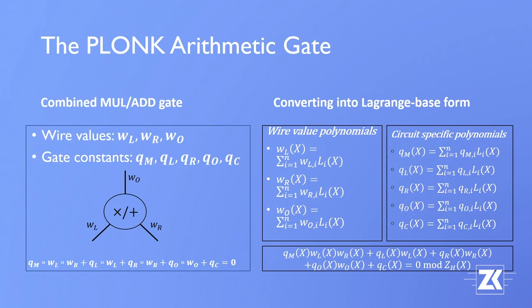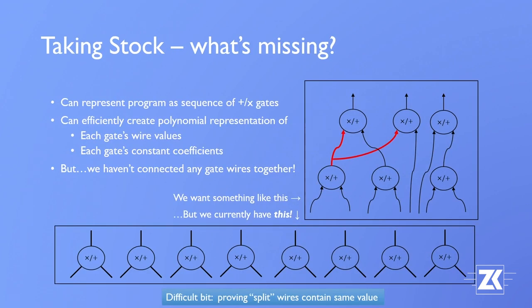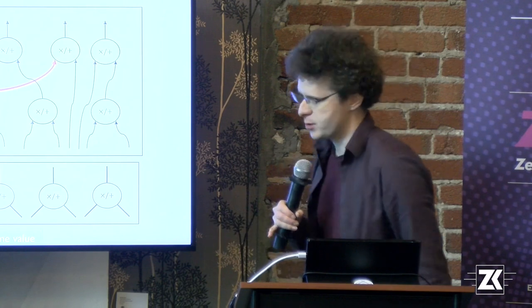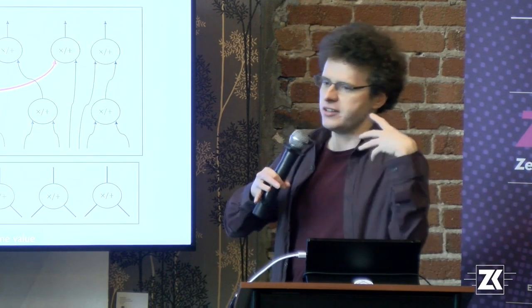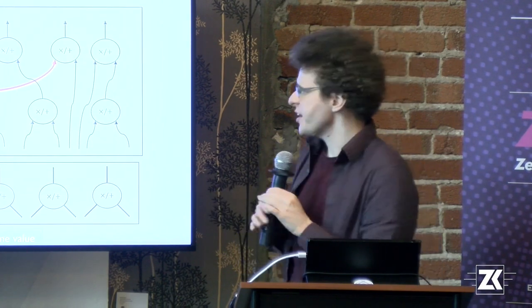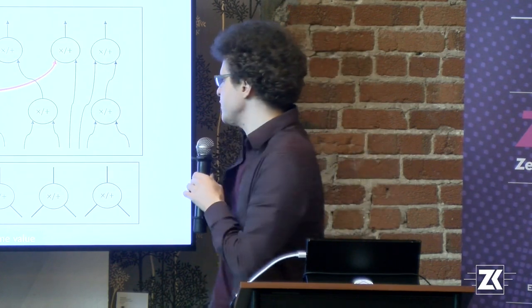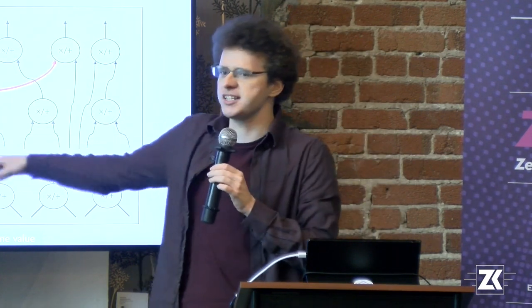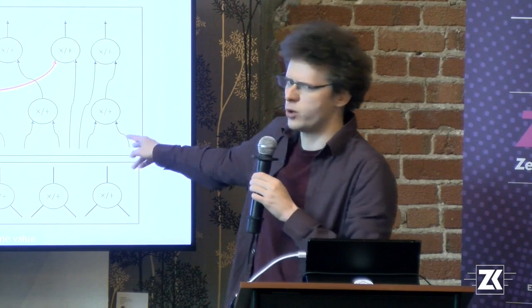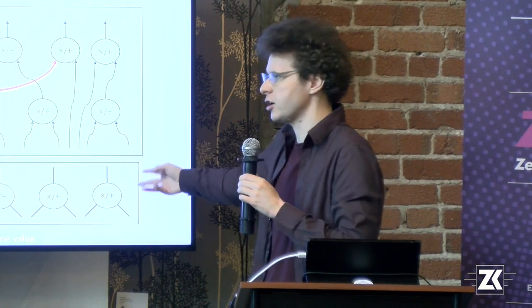So that's the easy bit. What I've just described is a way of checking that a very large number of addition and multiplication gates have had the arithmetic for each gate satisfied. But that gets you to this world where you just have a bunch of unconnected, uncoordinated gates where you know the input and the output wires are correct.